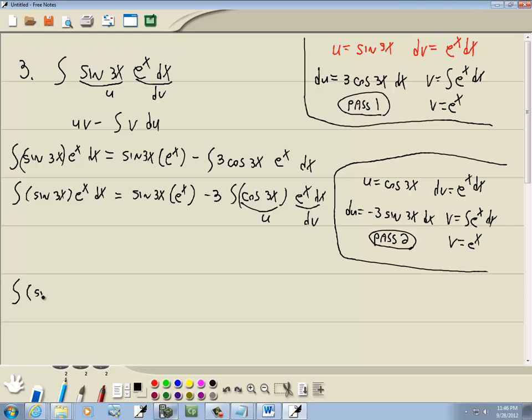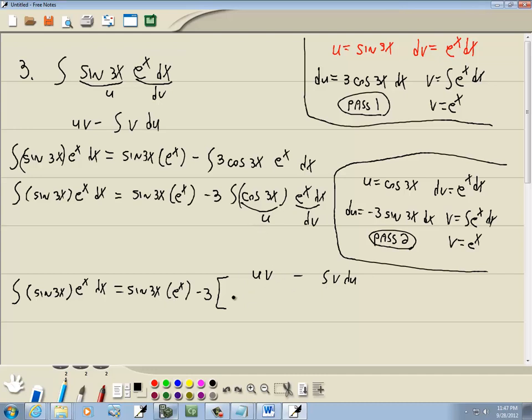Okay, so we got the integral of sine 3x e to the x dx. The reason I write in this form, usually the e to the x is put first, is that your e to the x dx is always your dv. That's why I want to leave it in this form to begin with. Okay, equals, and then we got sine 3x times e to the x minus 3, and this will be uv minus the integral of v du. That's the integration by parts.